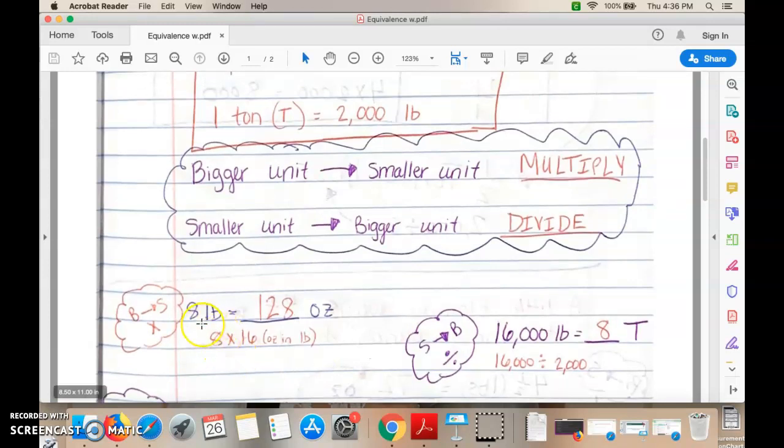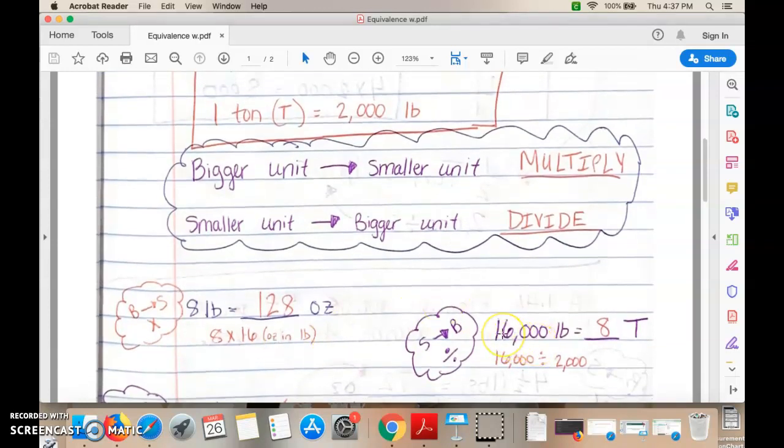If I have 8 pounds and I want to convert it to ounces, I'm going from bigger to smaller, so I need to multiply. I need to take 8 pounds times 16, and I picked 16 to multiply by because 16 is how many ounces equals 1 pound. So 8 times 16, if you did the math, would be 128.